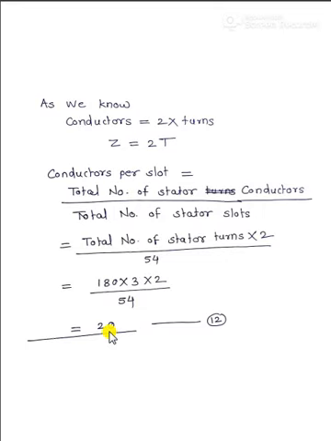So for the second part, the total number of stator slots we found is 54, and the conductors per slot we calculated is 20. So this is the solution for this problem.